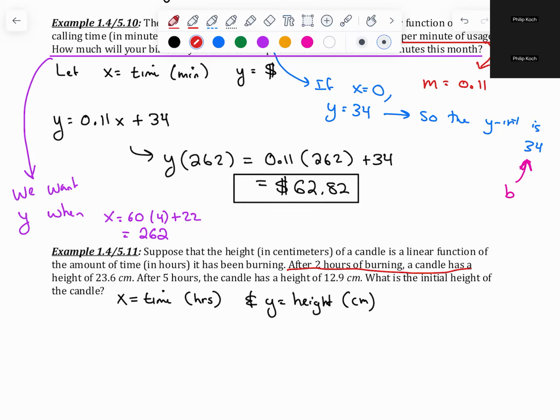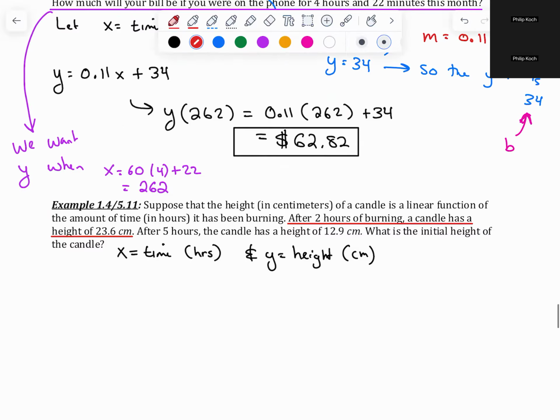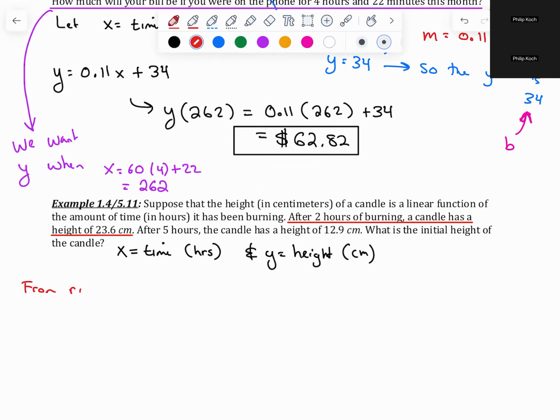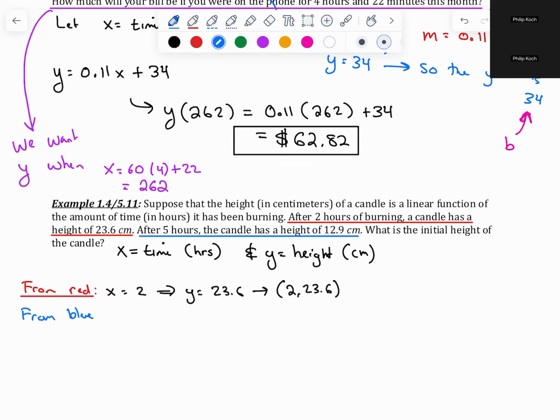After 2 hours of burning, the candle has a height of 23.6. So from the red, x equals 2 implies y equals 23.6. Or more specifically, we have the point (2, 23.6). After 5 hours, we have the exact same thing. From the blue, we have the point (5, 12.9).